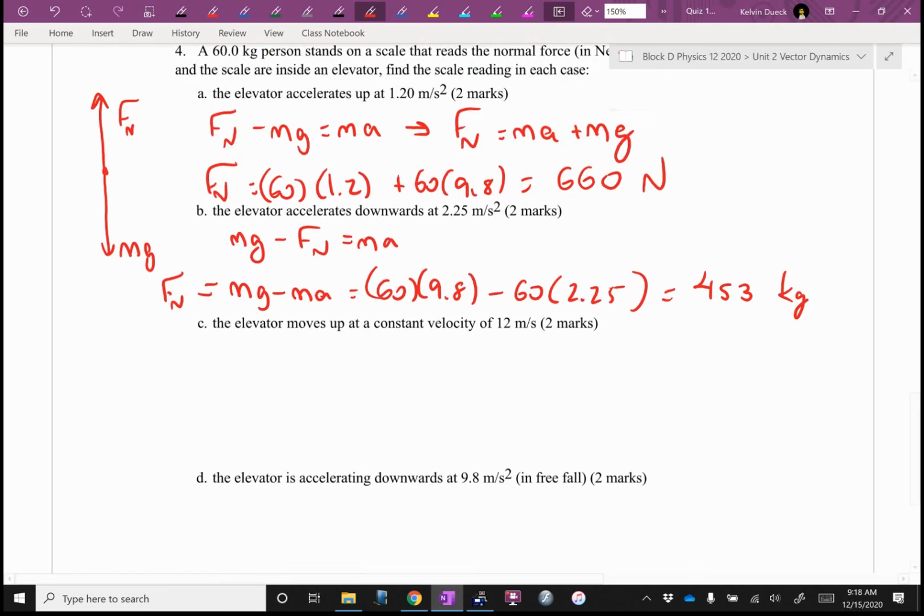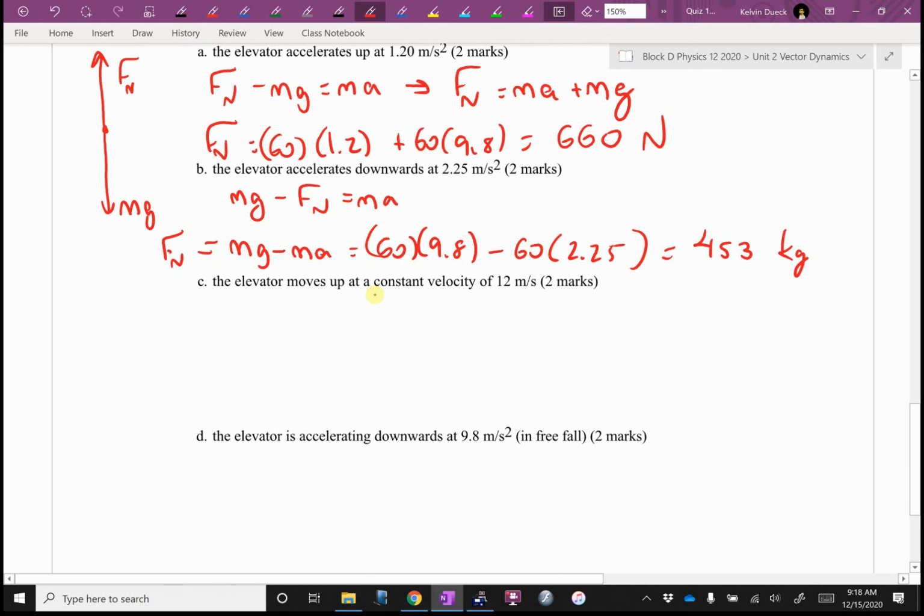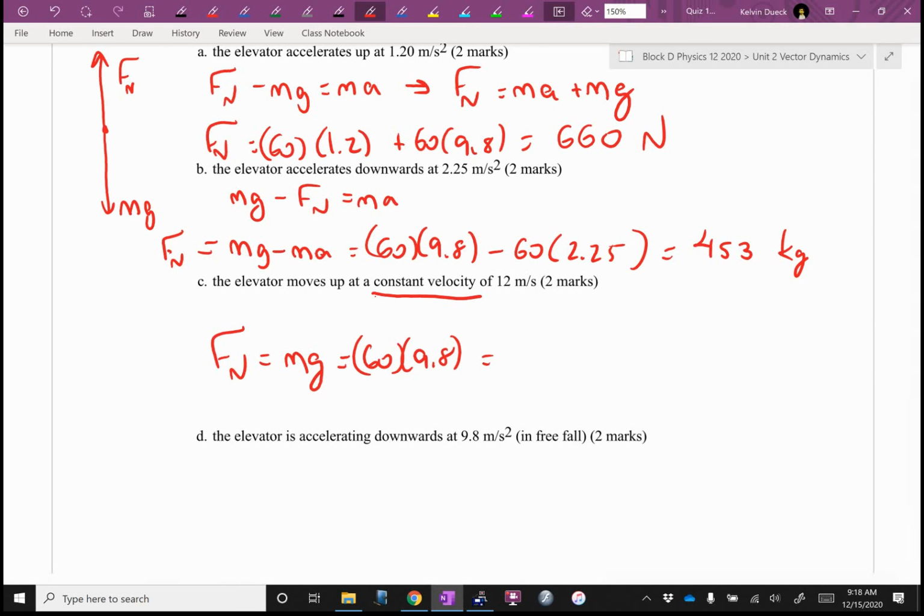Okay. Anyways, C, elevator moves up at a constant velocity. If you're at a constant velocity, what's A? And so we can say it's a tie. The normal force equals mg. So it's going to be 60 times 9.8. It's going to be 600, take away, what, 12, Mr. Dewick? No, yeah. So 588, is that right?